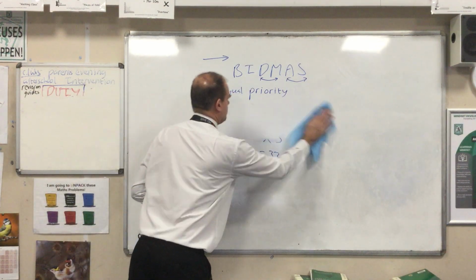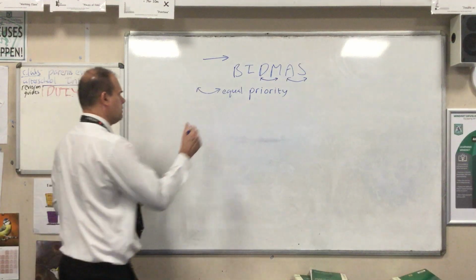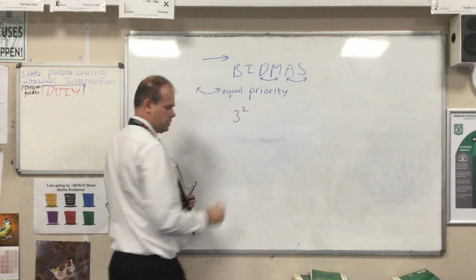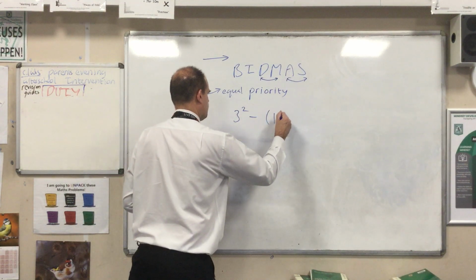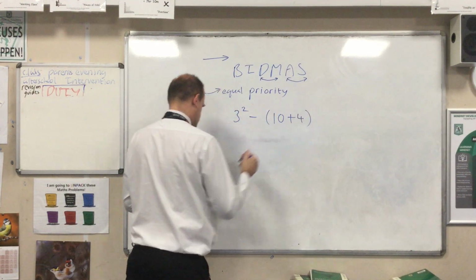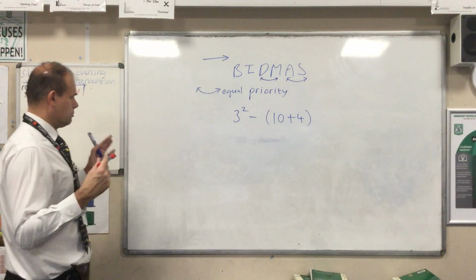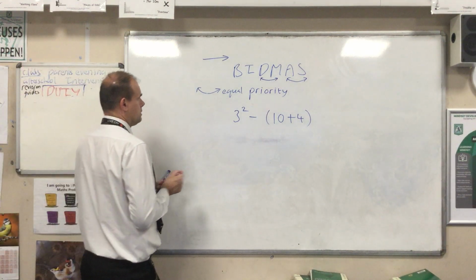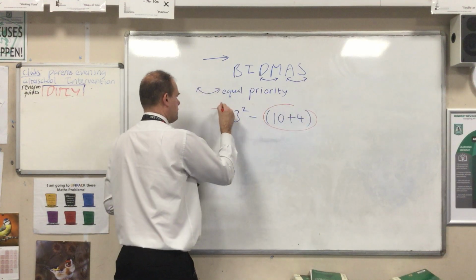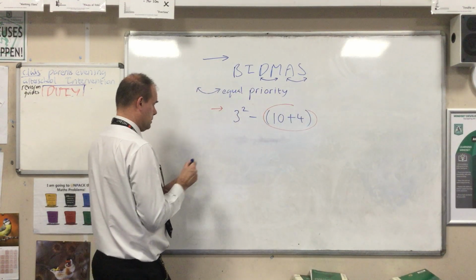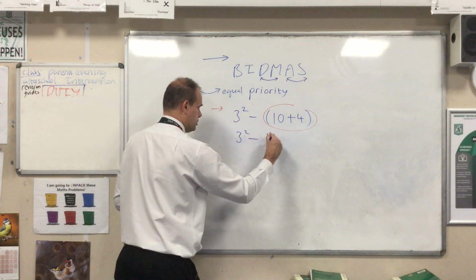Let's move that off there. Well, let's make it a little bit more difficult. 3 with a little 2, okay, minus 10 plus 4. Now, I know some are very good at this, they'll do 2 items in one go. According to BIDMAS, have we got brackets first? Yes, so we're supposed to do those first. We still read it left to right, so I'm going to leave that bit on its own at the moment. So 3 squared, what comes out of the bracket? 10 plus 4 is 14.